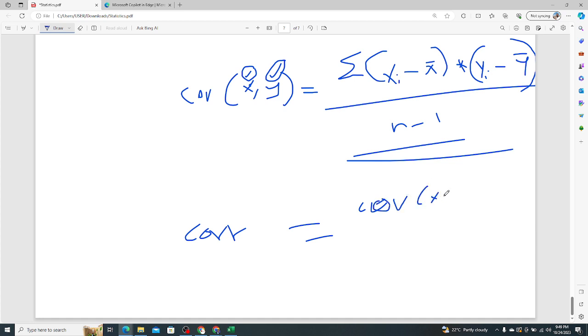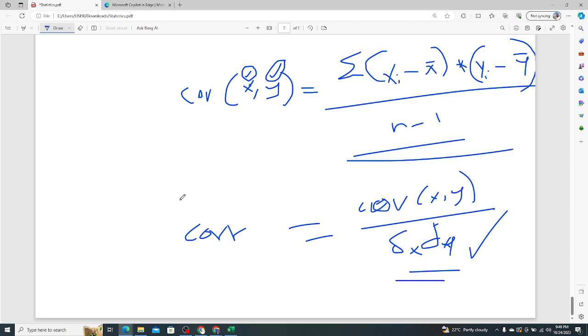Then for correlation, remember we said that it is the covariance of x and y divided by the standard deviation of x multiplied by the standard deviation of y. So basically, it is this divided by the standard deviations of the two variables. Okay? All right.